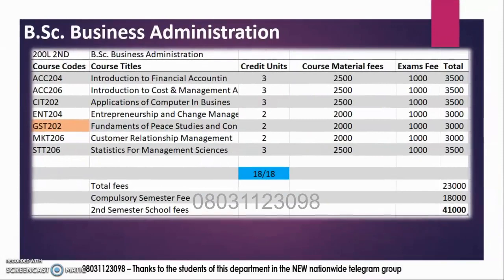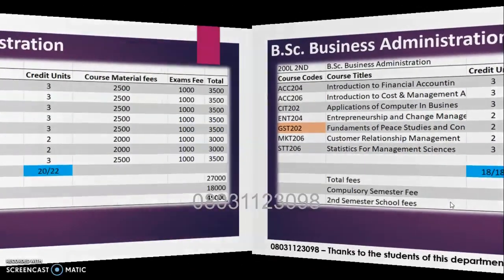Then 200 level second semester, these are your courses for the second semester. You have a total of 18 credit units. If you had any carryover from previous semesters, you can bring them in here. There's a lot of space for you here. What if you failed all of them? It's just maybe one carryover or 2, so you can bring them in here. Don't allow yourself to be that weak to fail a lot. No. With past questions and other assistance, you can make it. So you have a total of 41,000 to pay for 200 level second semester.